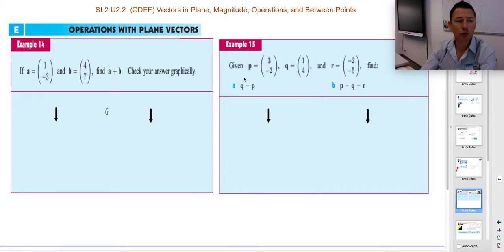All right, you try it. Here's A, here's B, find A plus B. Here's P, here's Q, here's R. Find P minus Q, and find P minus Q minus R. Try it out, pause me, and I'll show you some answers. Go. Alrighty.